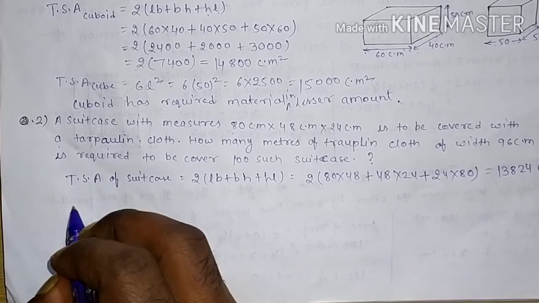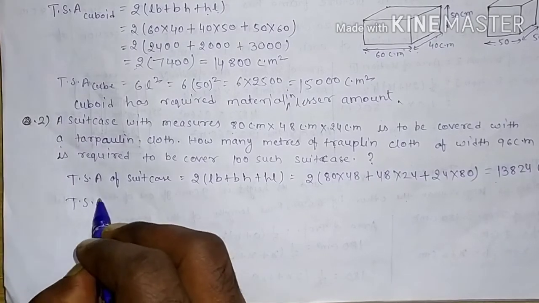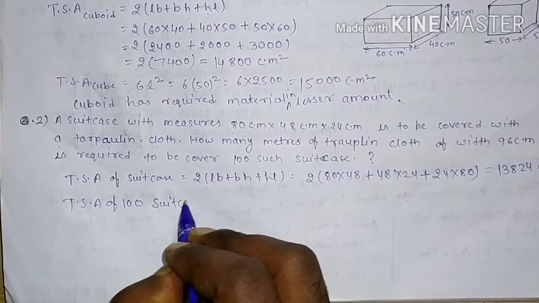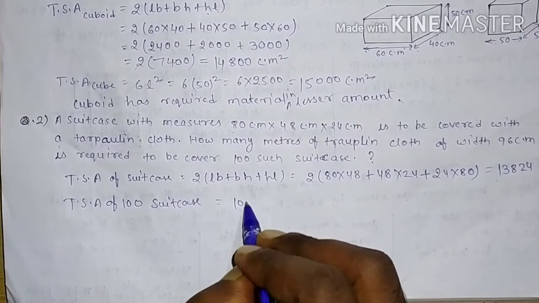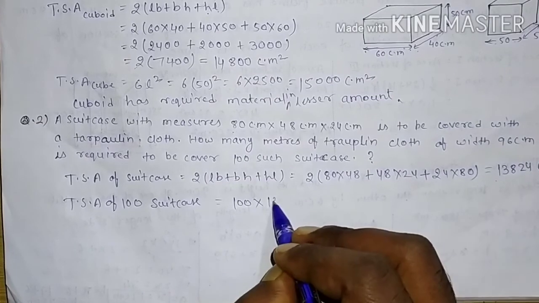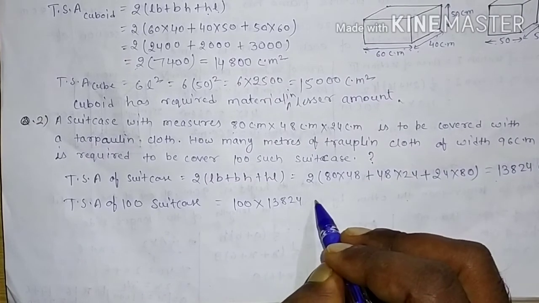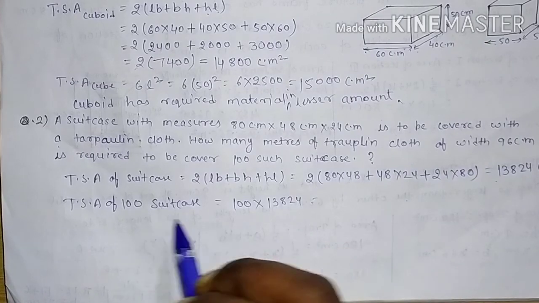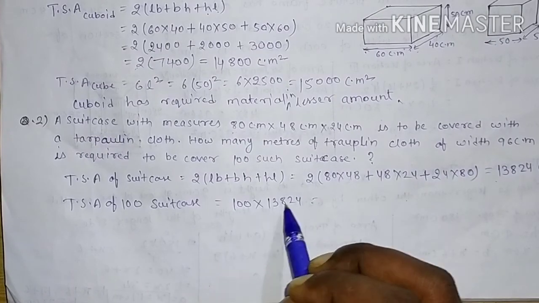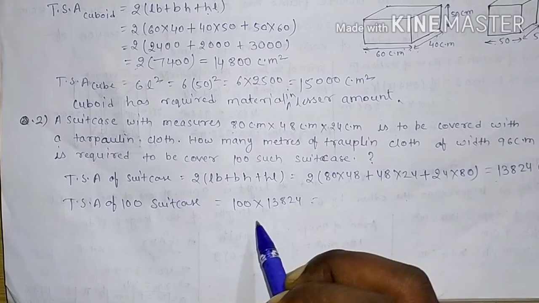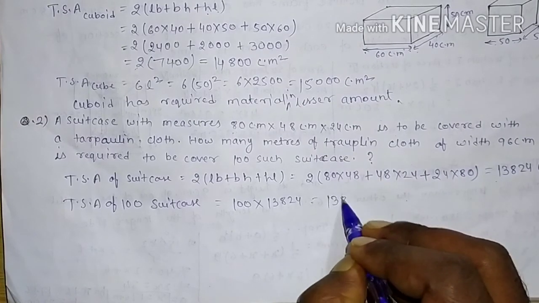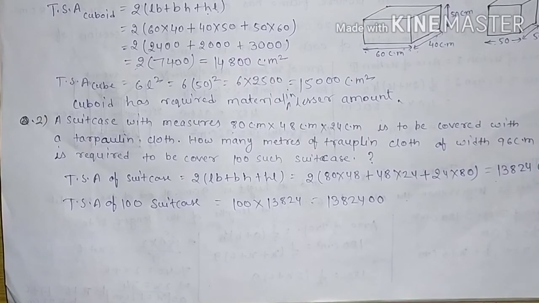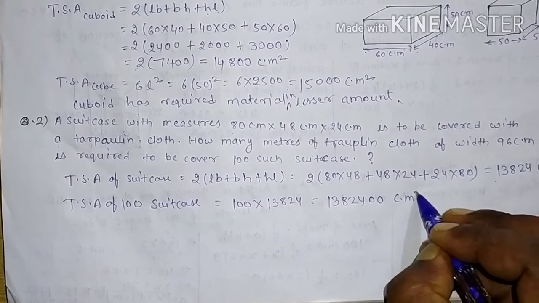Now what we have to find? We have to find total surface area of 100 suitcases. This is equal to 100 into 13824. This is area of one suitcase, so area of 100 suitcases will be 100 into area of one suitcase. So just simplify it. So 13824, here 00, so 2 zeros are there. This is the area of 100 suitcases.